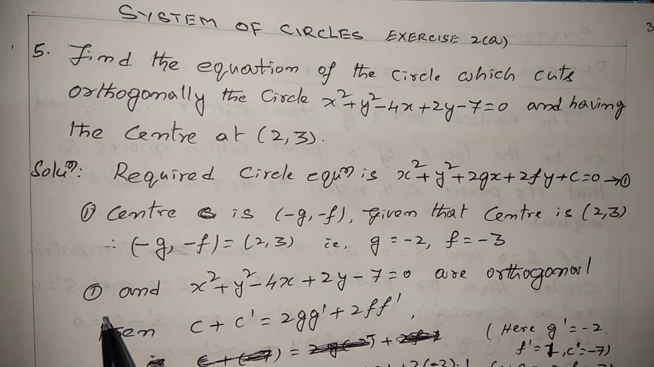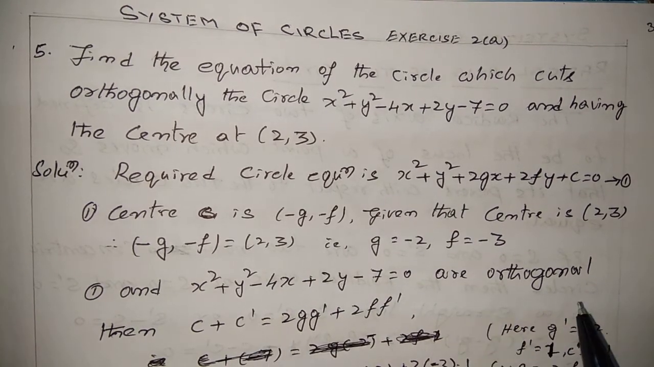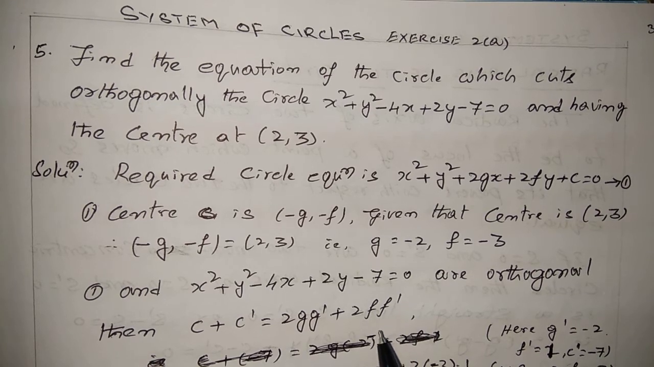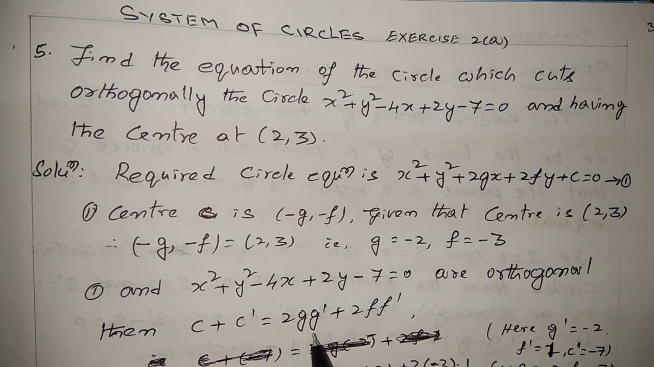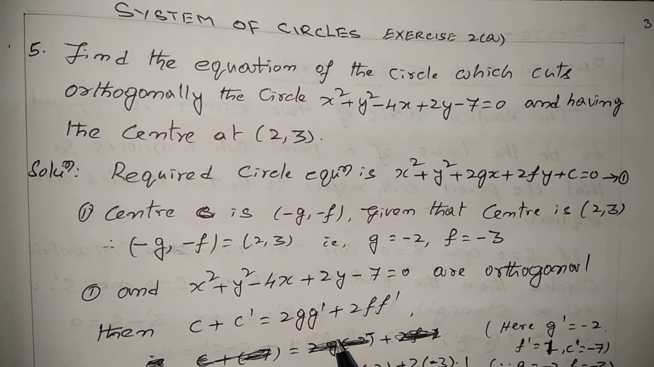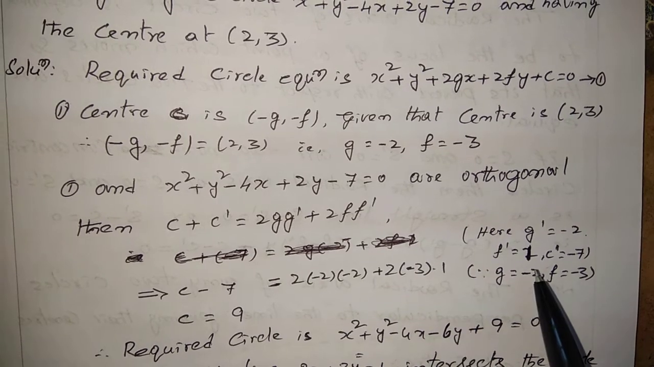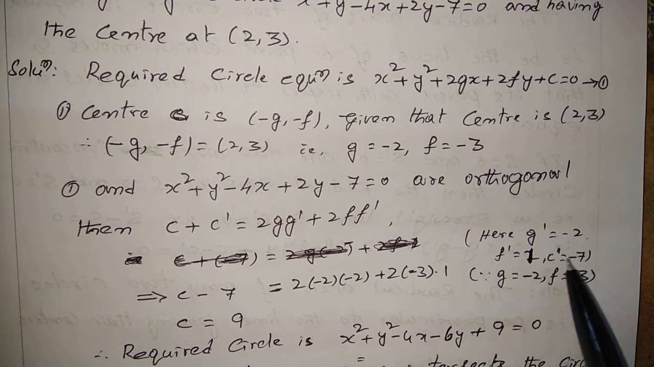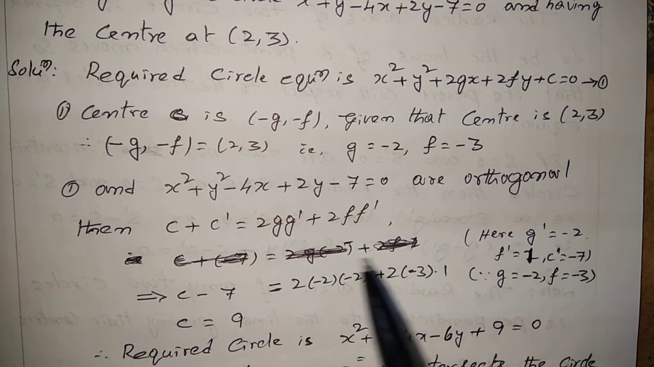And it is given that 1 and the given circle are orthogonal. If S is equal to 0 and S dash is equal to 0 are orthogonal, then the condition is c plus c dash is equal to 2g g dash plus 2f f dash. We know the values: g dash is equal to minus 2, f dash is equal to 1, c dash is equal to minus 7, g is equal to minus 2, f is equal to minus 3. Substitute these values in this condition.